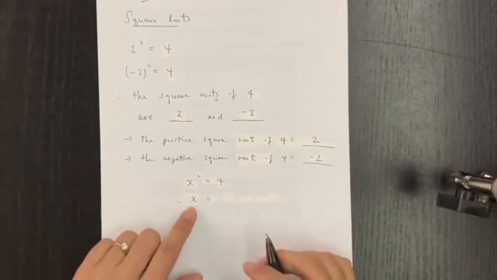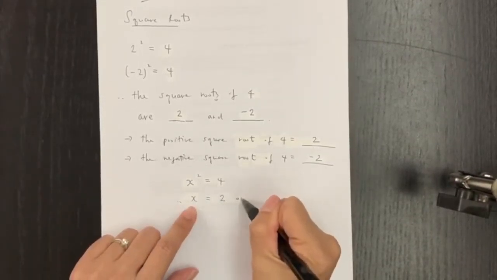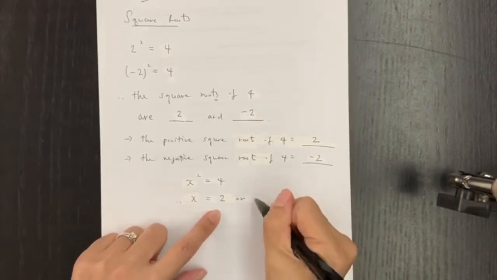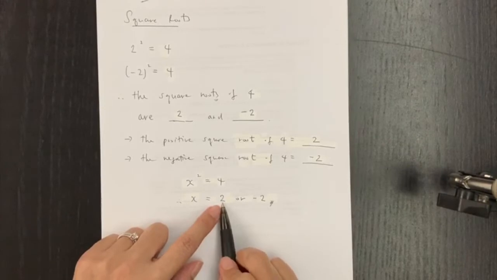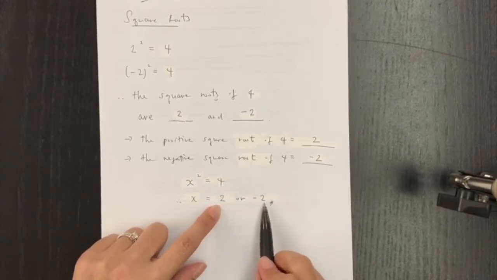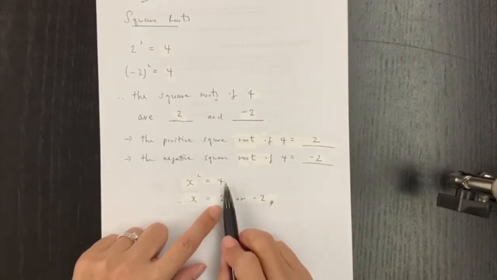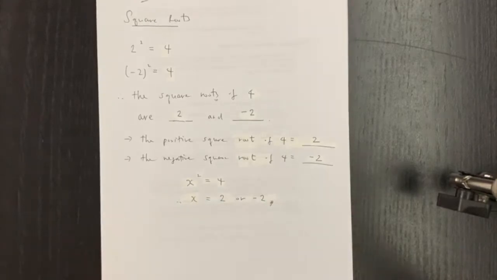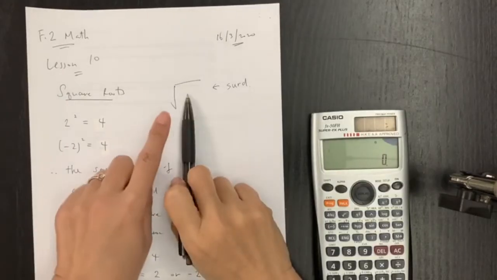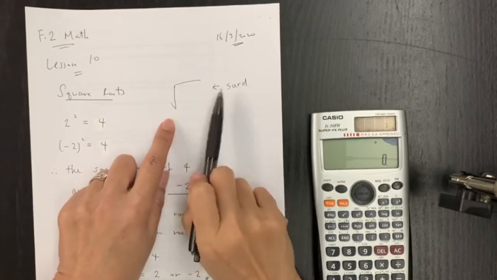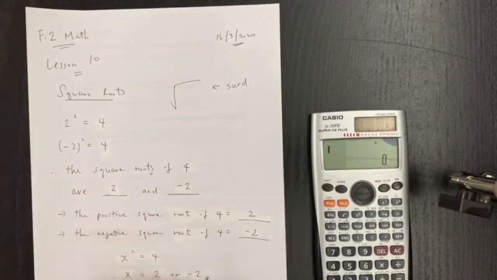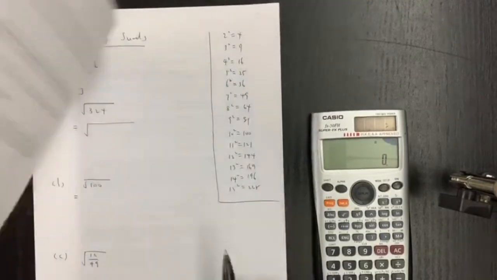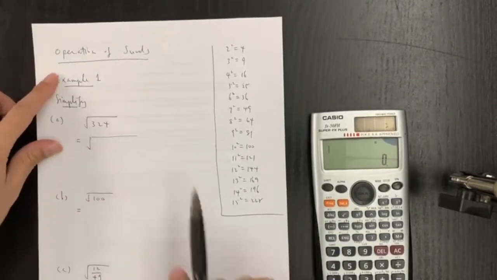So x can be equal to 2, or x can be equal to minus 2, because 2 squared is equal to 4, and minus 2 all squared is also the same as 4. Okay? So here we have the symbol for square root, and we also have another name, we call that surd, S-U-R-D. So let's do some exercises related to square roots, or surds.